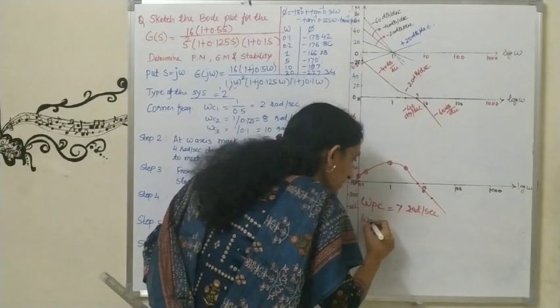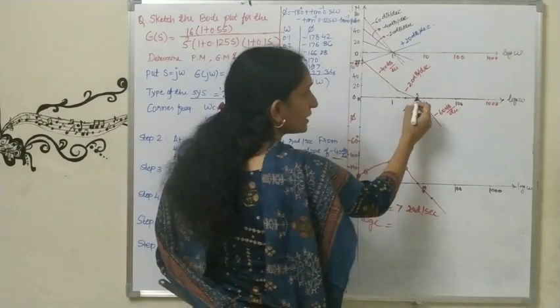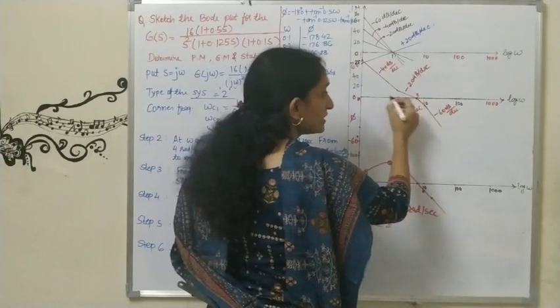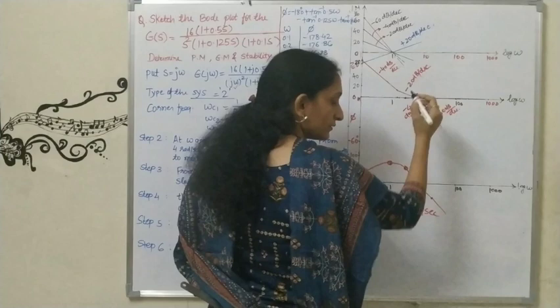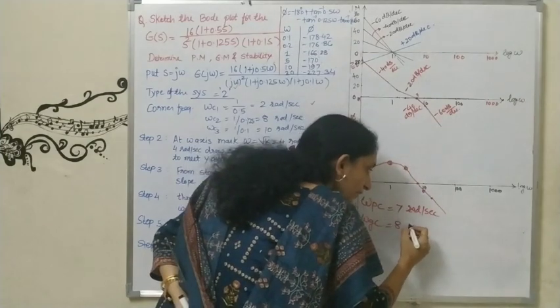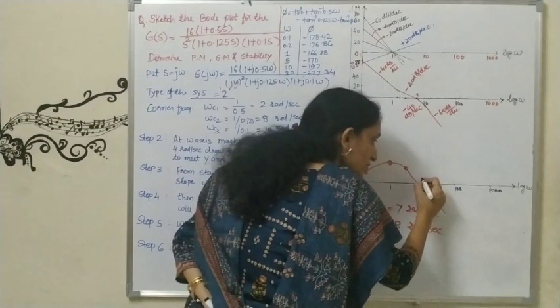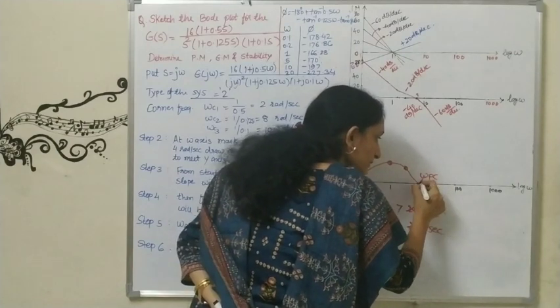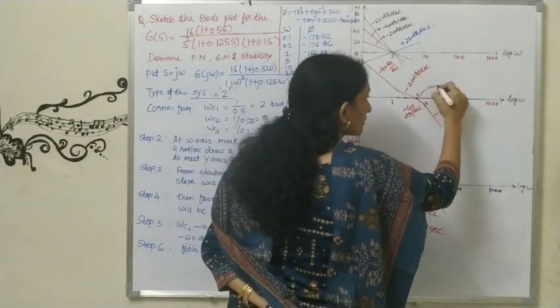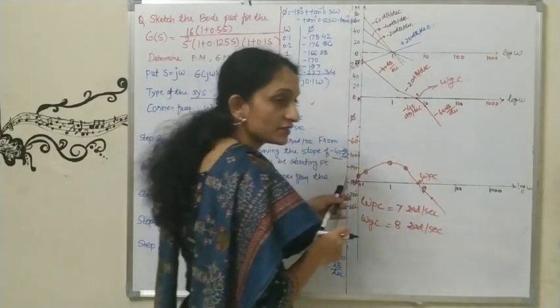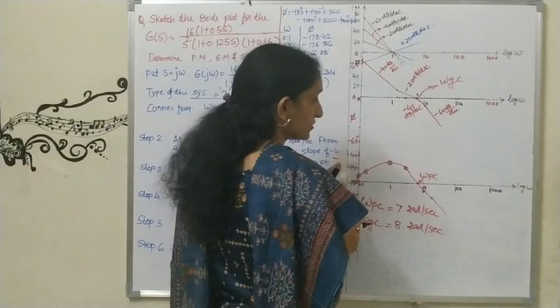Then what about omega GC? For omega GC, you can check that the magnitude plot is intersecting the 0 dB line at 8. So I am writing 8 radian per second. You can show here also, this is omega PC, and this is omega GC. So I have calculated omega PC and omega GC. Now I will calculate gain margin and phase margin.